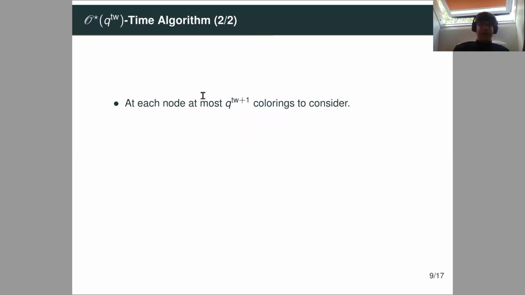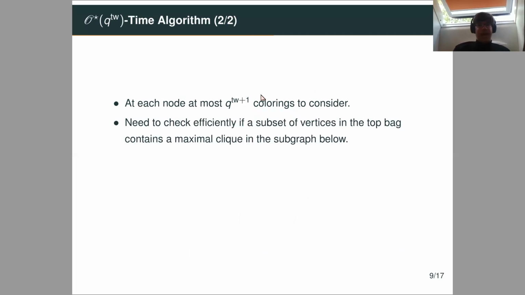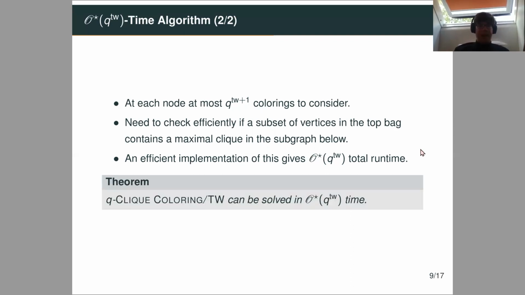Okay, so at each node, this means that we have to consider at most q to the tree width plus 1 colorings. And then we need to be able to check efficiently if some subset of the vertices in the top bag contains a maximal clique in the subgraph below. And this is where we have to use fast subset convolution, because otherwise we would blow up the runtime of the algorithm prohibitively. But okay, then if we have an efficient implementation of this, then we also have a q to the tree width total runtime. And we have this upper bound part of the tree width theorem.